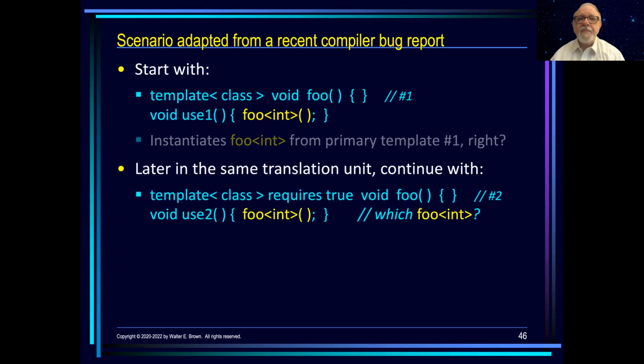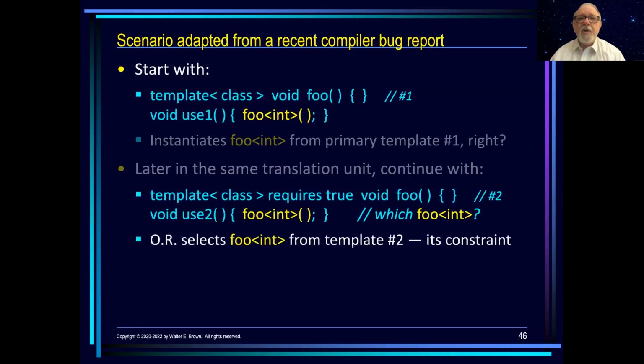Well, overload resolution is going to select the foo event that comes from template number 2 because it has a constraint and the other one doesn't. And we prefer constrained functions when they're satisfied. And of course, true is always satisfied. It's never false.